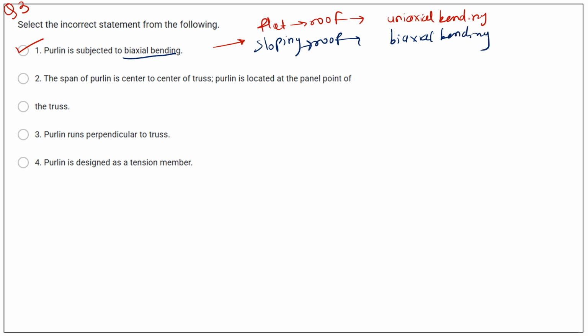Okay, the next option is: the span of purlin is center to center of truss, and purlin is located at the panel point of the truss. Yes, this is correct, because purlin span is from center to center of truss and purlin is located at the panel point of the truss. So this is how the structure of a truss is. Okay, I'll draw the structure here. This is how the structure of a truss is. These two are the principal rafters.